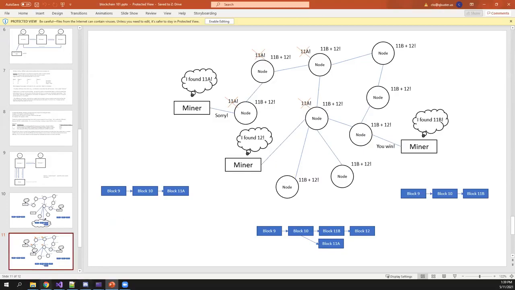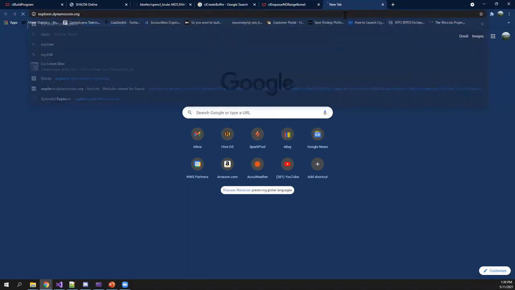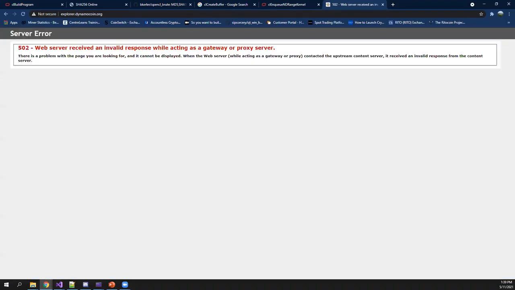Let me show you too. I can show you actual numbers for Dynamo, because we have a nice little explorer going. We don't have an explorer going. What happened to our explorer? Hold on one second.